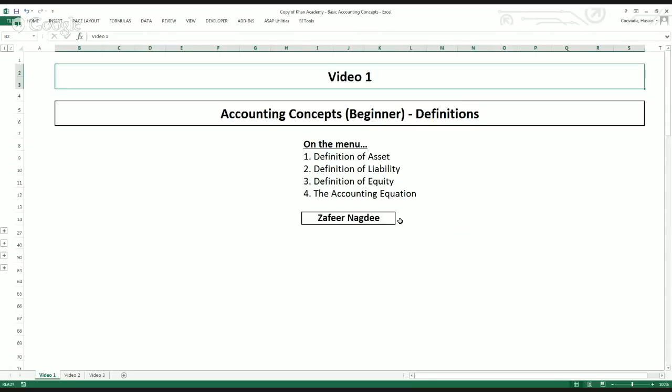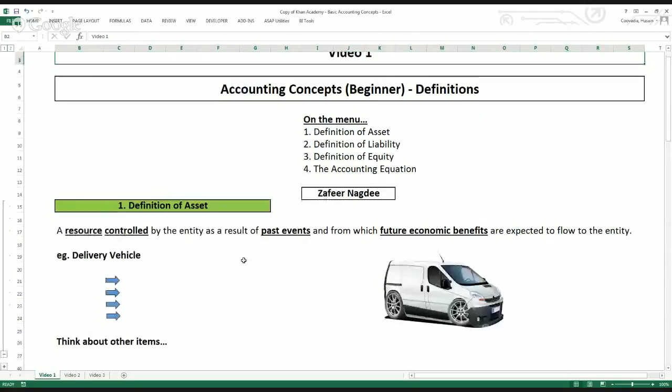And hopefully by the end of this video series, you will not only have a love for accounting, if that's possible, but you would at the very least appreciate the subject matter. So on the menu for today, we'll be looking at the building blocks or the so-called language elements of accounting, being the definition of an asset, the definition of a liability, the definition of equity, and finishing off with how those elements relate to each other in terms of the accounting equation. So let's jump straight into it and let's start talking about the definition of an asset.